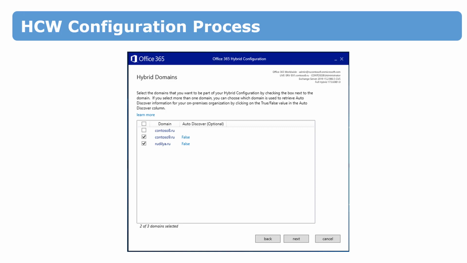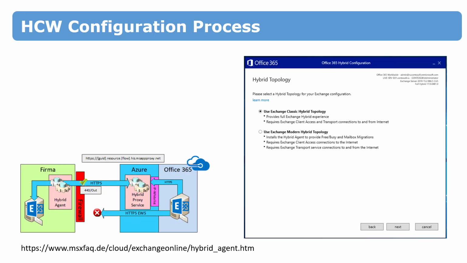If you choose here, you should make sure that all domains are added to Azure Active Directory and that they were validated. Next point, you must choose which domain's auto-discover service will be used by the cloud to connect to Exchange. But if auto-discover for all your domains is set correctly, you cannot use this option and just leave false for all domains. Our next choice is the type of hybrid topology, classic or modern.